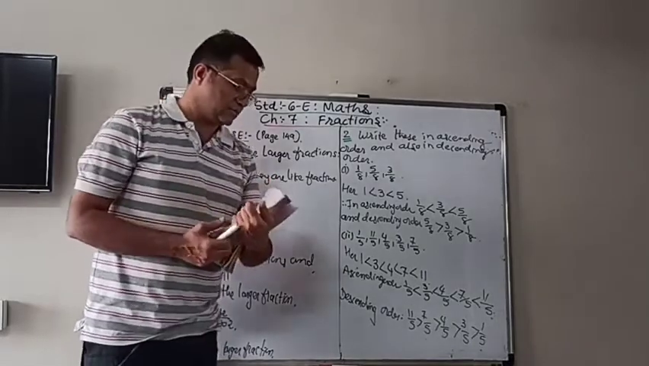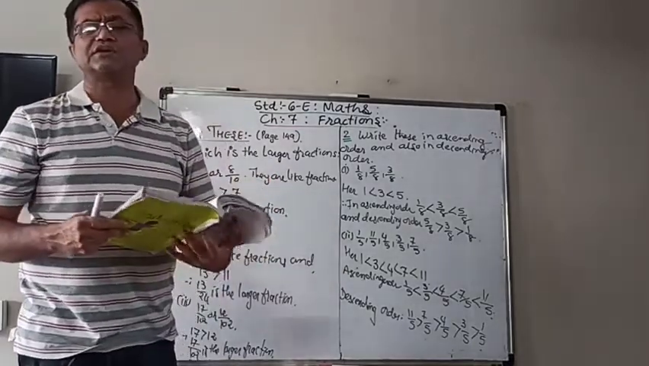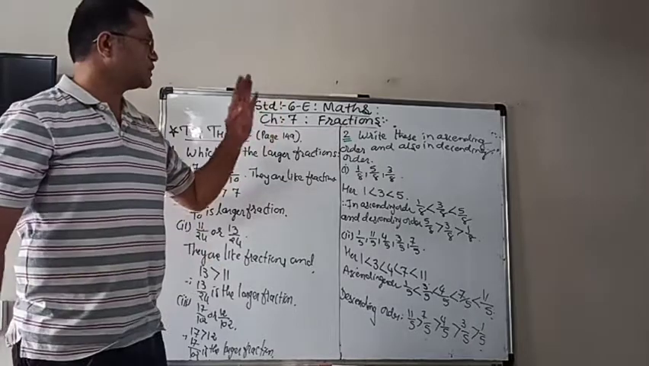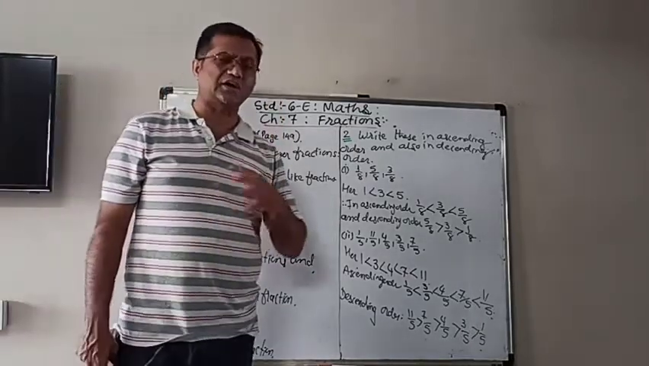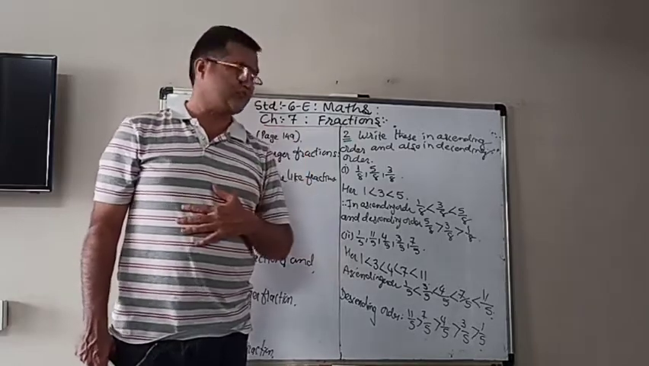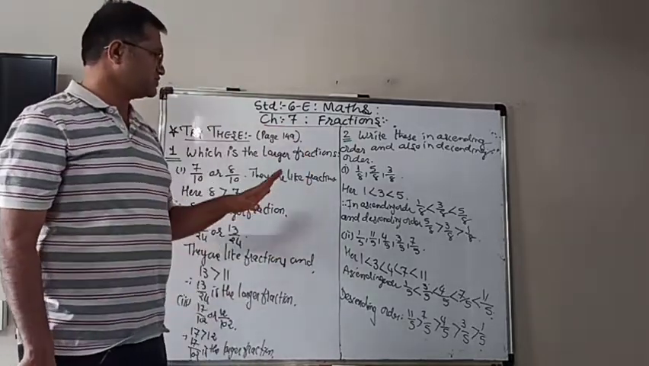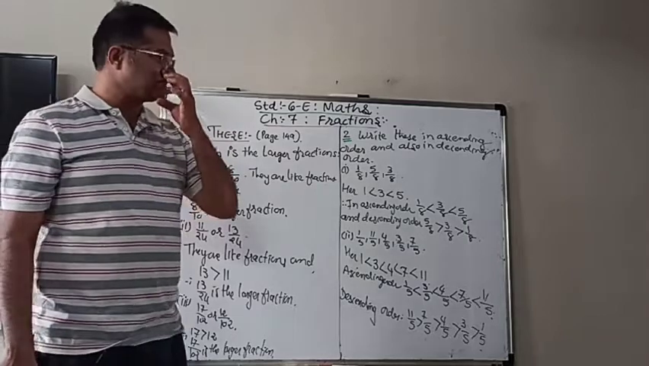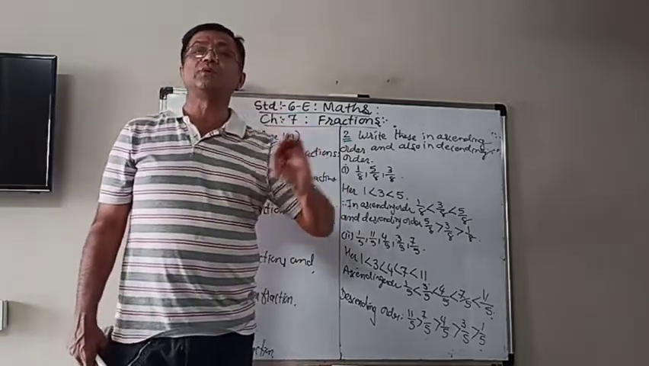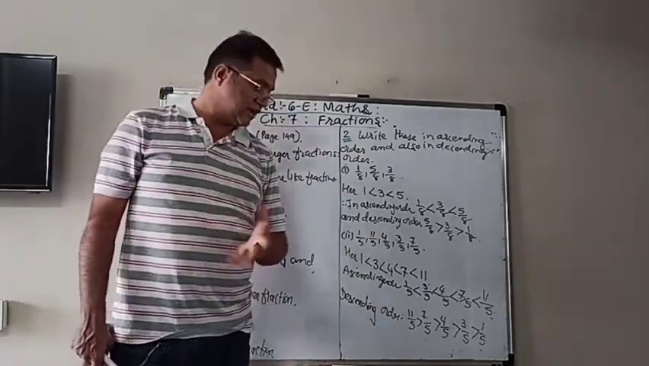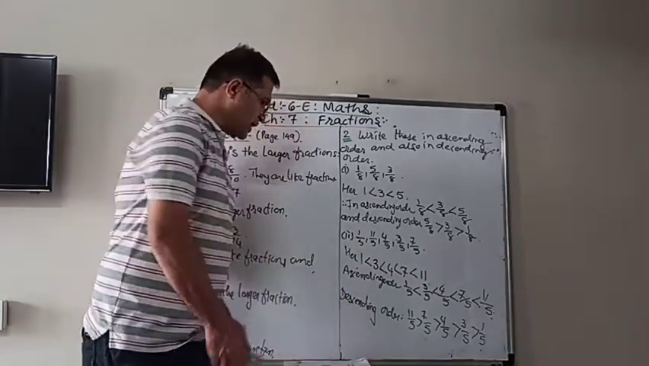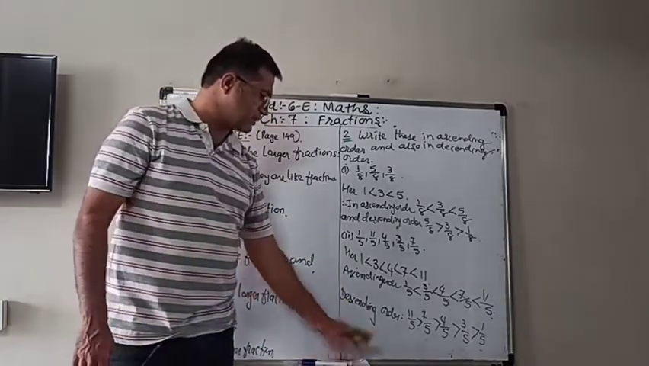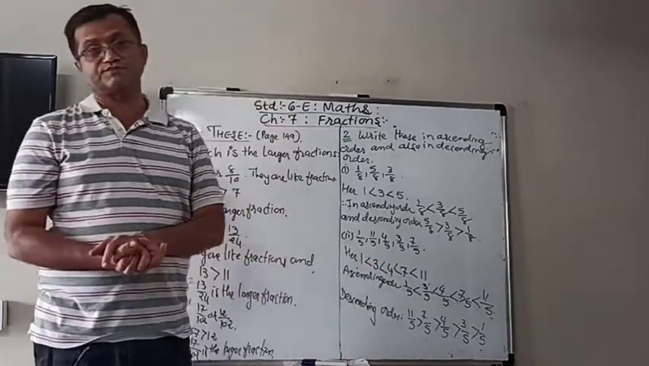So it is very easy to arrange them in ascending or descending order when they are like fractions, because in like fractions we just have to compare the numerators only, and then it is easy to decide which are the smaller and which are the greater fractions.